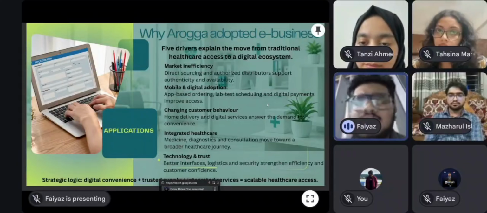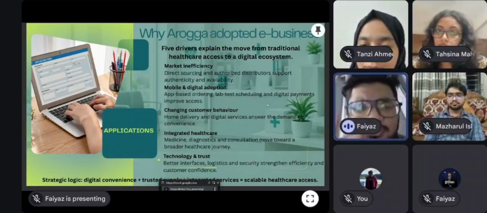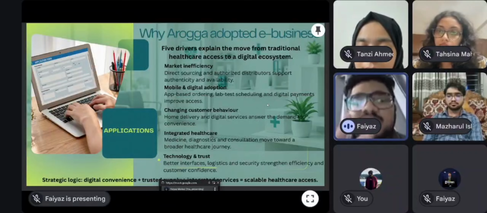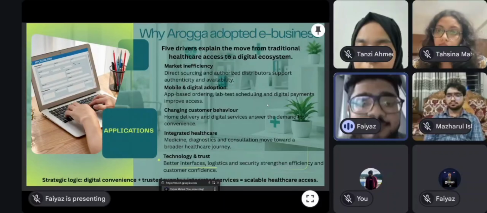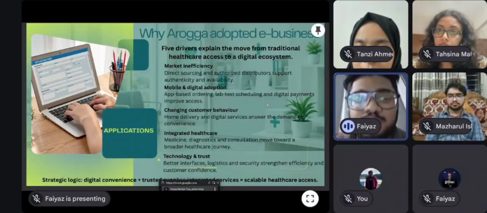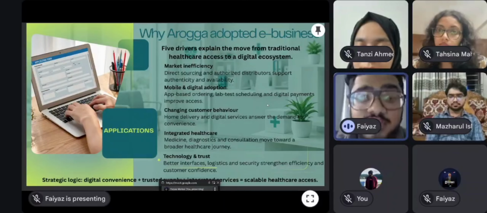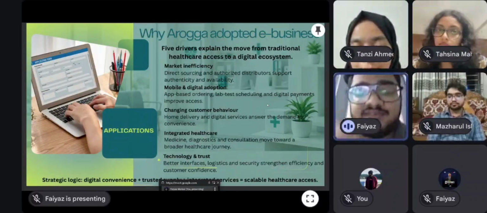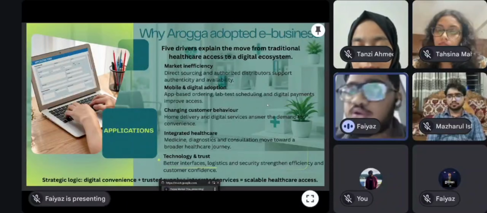Now let's discuss why Arogga adopted e-business. There are a few drivers behind Arogga's move towards e-business. The first one is market inefficiency. Direct sourcing and relationships with authorized distributors can help improve product authenticity and availability. The second is mobile and digital adoption. Customers are increasingly using mobile applications for medicine ordering, lab test scheduling, and digital payments. Thirdly, customer behavior is changing. People increasingly expect convenient services, especially online ordering and home delivery.